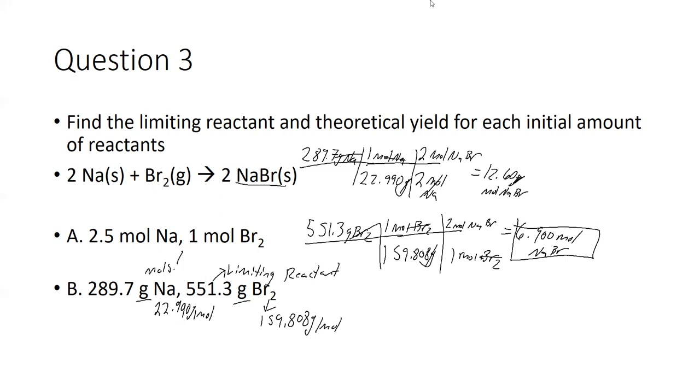All right. Any questions about how we do three here? This is one area where I can easily find additional questions online about limiting reactant and theoretical yield.